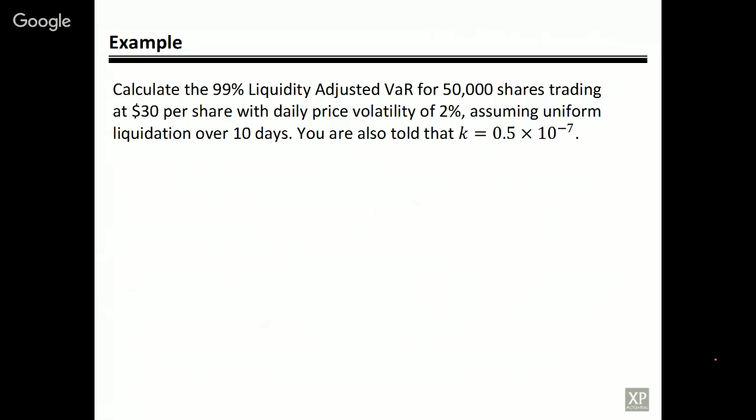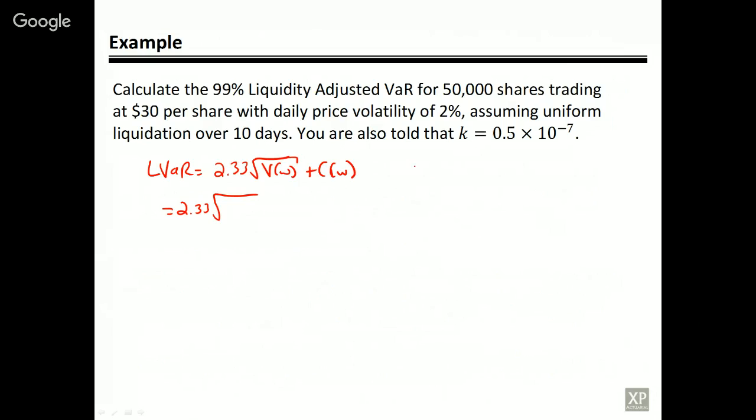So let's go over an example. Calculate the 99% liquidity adjusted VAR for 50,000 shares trading at $30 per share with daily price volatility of 2%. Assume uniform liquidation over 10 days and that the market impact factor again is 0.5 times 10 to the negative 7. So our LVAR, with 99% confidence level, is 2.33 times the square root of VW plus the price impact term.